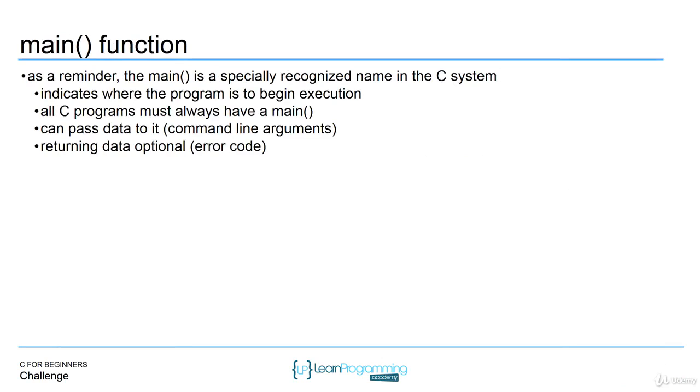I also wanted to mention that our main routine that we've been seeing over and over in every C program, that's a function, right? The main function is a specially recognized name in the C system. It indicates where the program is to begin execution. All C programs always have a main. The main function can take data when you pass to it, the command line arguments, or it doesn't. It doesn't have to take data. It also has optional data that it can return. You'll notice that we use main functions that return 0. Usually that's used when you want to return error codes. But we've used specific functions already, and the most important function is that main function. And that again helps organize the code. We always know where the program is starting because we just have to find the main.